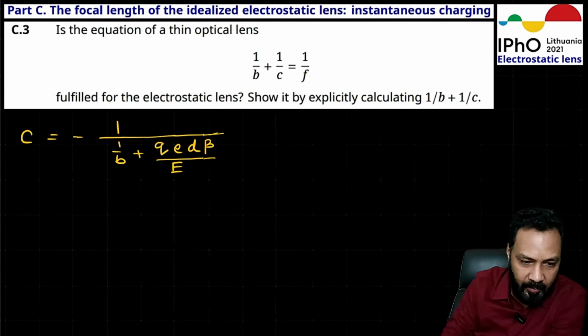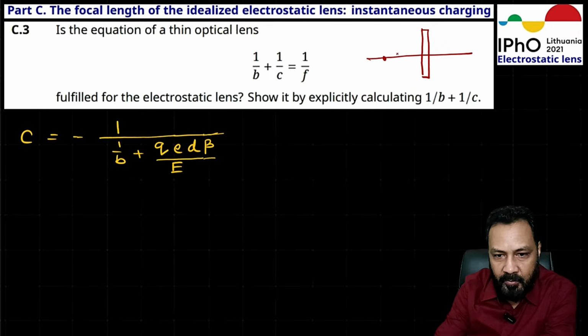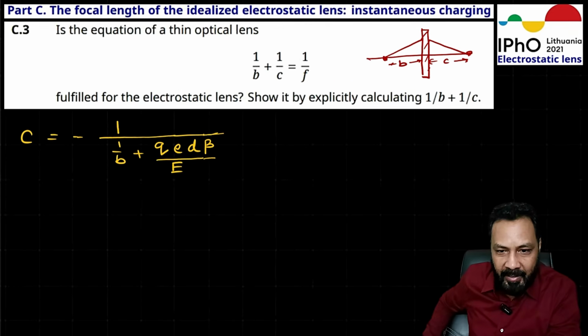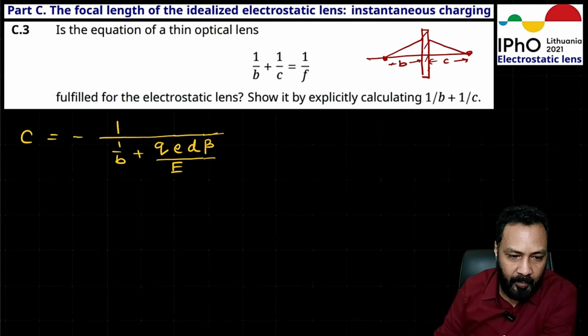The whole setup is like this. That was an electrostatic lens. This was a source at a distance b here, and this is c. If it is actually a kind of an optical lens, that is an object, that is an image, then using the lens formula, 1 by x plus 1 by y should be 1 by f. If that follows, that is fine. So let me check, and let me arrange this.